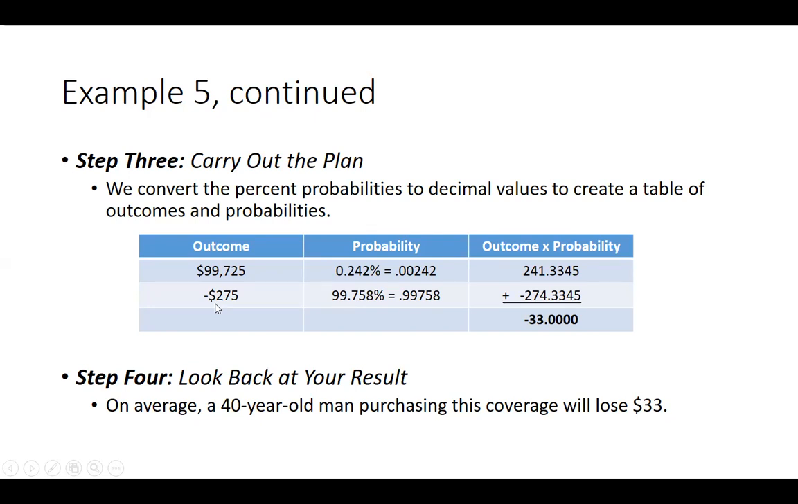If we multiply the negative 275 by its decimal probability of 0.99758, which is 99.758% as a decimal, move the decimal 2 spaces to the left, 0.99758. We get negative 274.3345. When we add these numbers together, the positive and the negative, we end up with negative 33, which means, looking back at our result, on average, a 40-year-old man purchasing this coverage will lose $33.